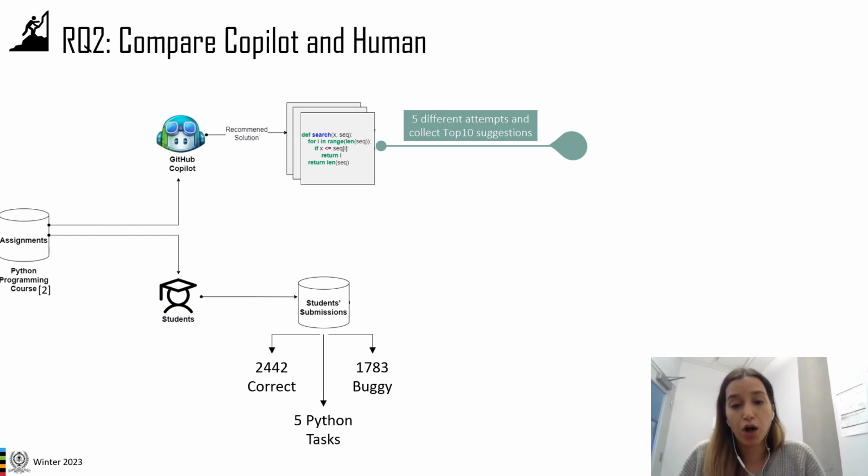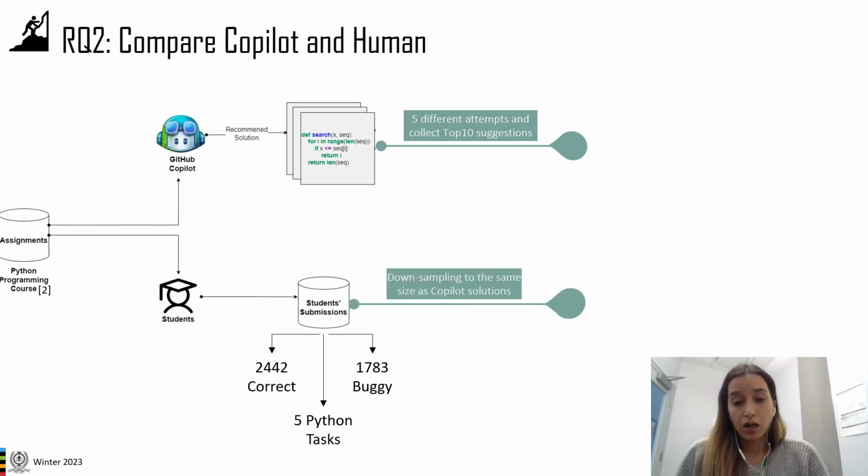We try each problem in 5 different attempts, and we collect the top 10 suggestions by Copilot. Because we have lots of solutions from students, to have a fair comparison we downsample the student submissions each time to the same size as the Copilot suggestions.